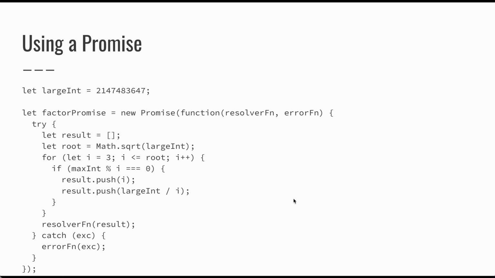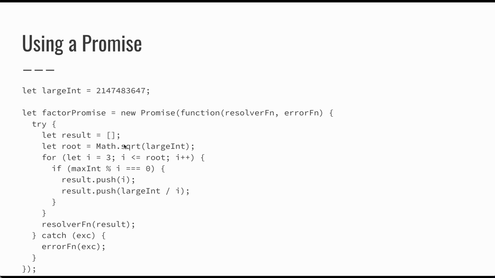Using a promise, a way to think about this is: here's a task that might take some time. We start with a large integer, and we're going to factor that integer all the way from 3 up to its square root, and that's going to take a decent amount of time. So this is something that we can go off and compute and then get the result when we're done. The resolver function here is called, and we're going to execute that when everything is finished. The promise allows us to execute that resolver function when done, and the error function if there's a problem.